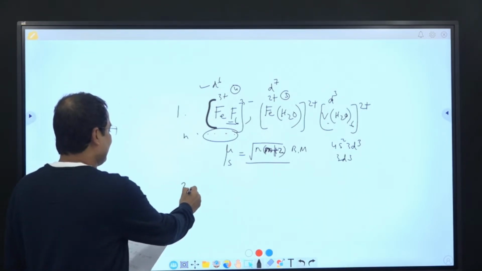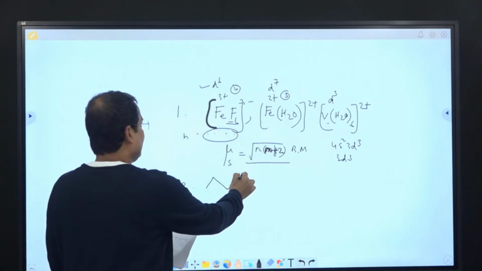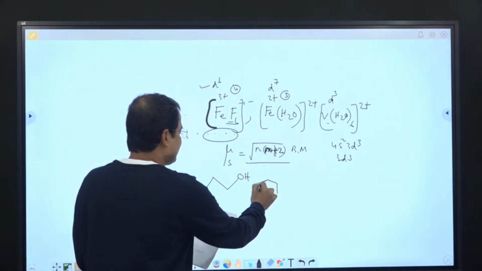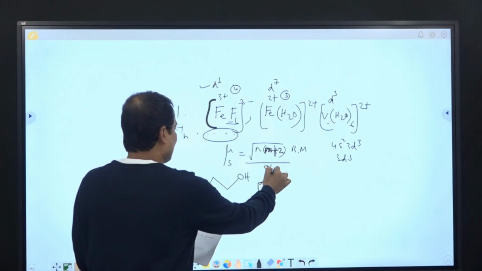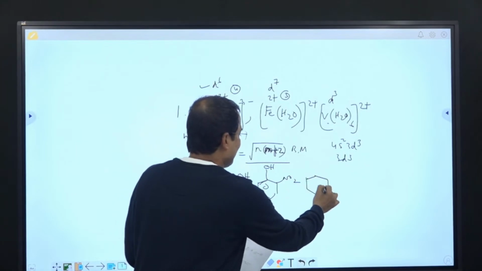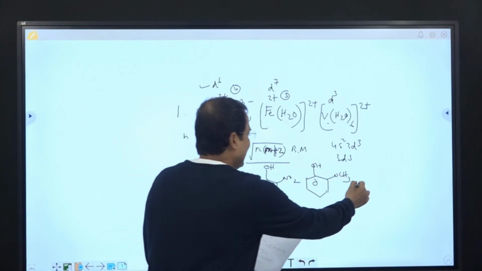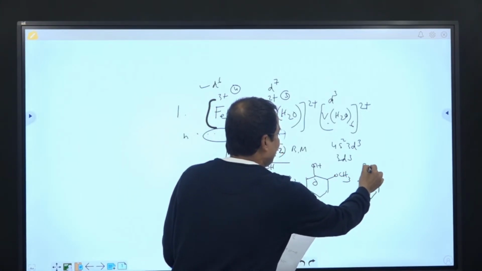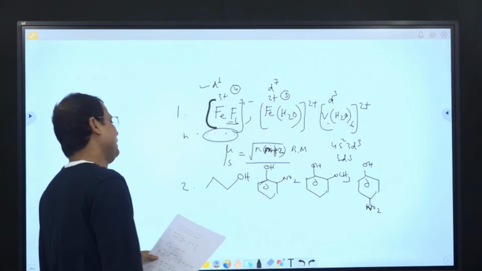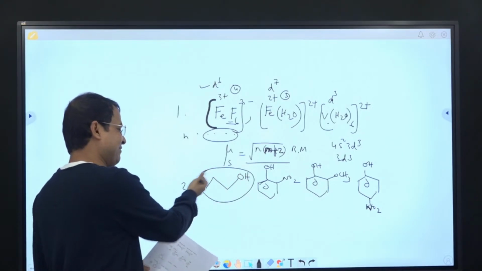And for the second question, they are giving us 4 organic compounds. They are asking which is the correct order of acidity: orthonitrophenol, orthomethoxyphenol, where we know the methoxy group is an electron donating group, and paranitrophenol. This is one of the questions asked by JEE Main, and very obviously this alcohol will be the least acidic because it is an aliphatic alcohol.